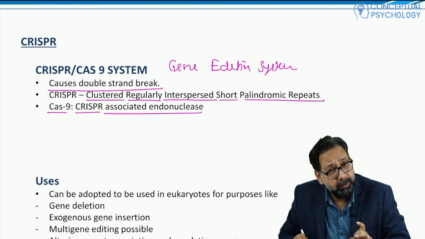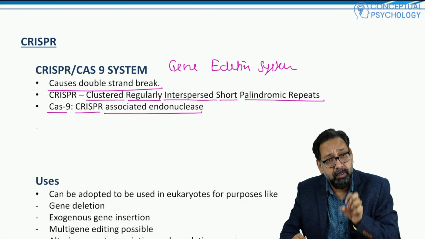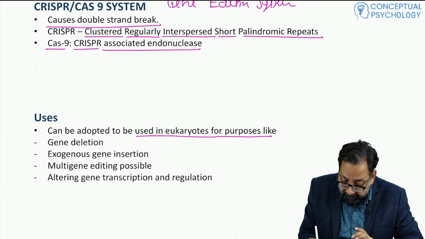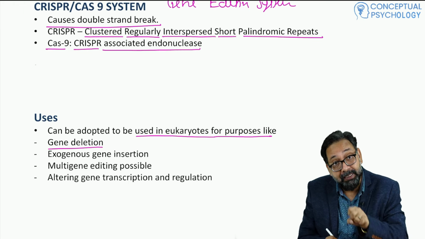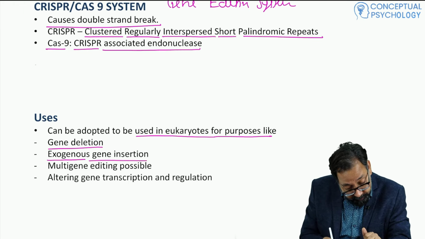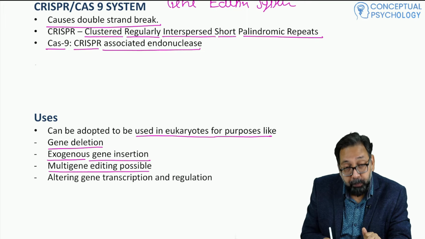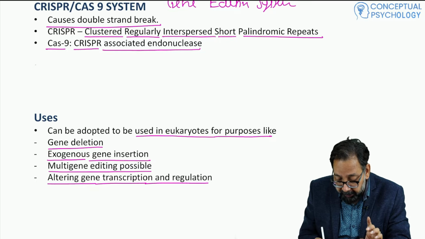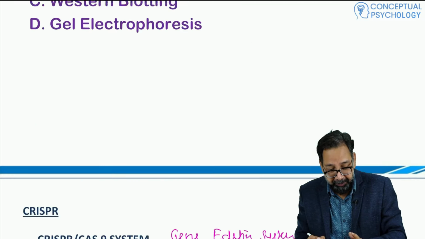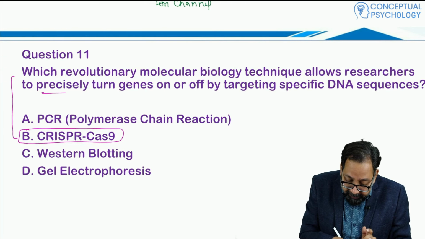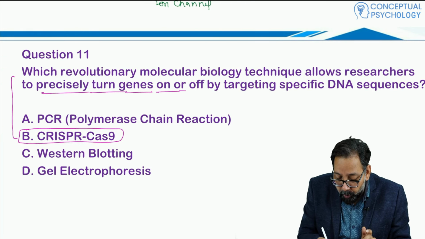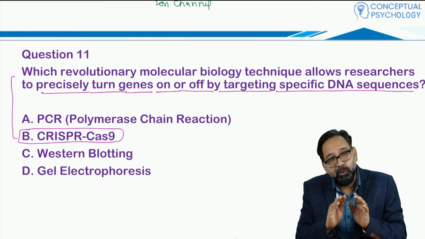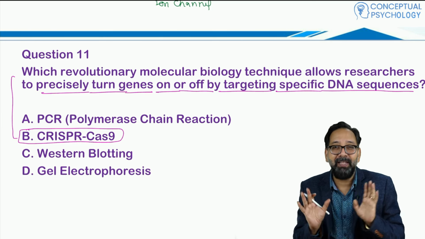What is the use of this CRISPR-Cas9 system, that is gene editing system? It can be adopted to be used in eukaryotes for the purpose like gene deletion. We can do gene deletion, exogenous gene insertion, multi-gene editing possible by this technique, altering gene transcription and regulation. They have asked same thing in the question. Yes, we are precisely turn genes on or off by targeting a specific DNA sequence. That is done by CRISPR-Cas9. You can find the answer by ruling out other option very easily.